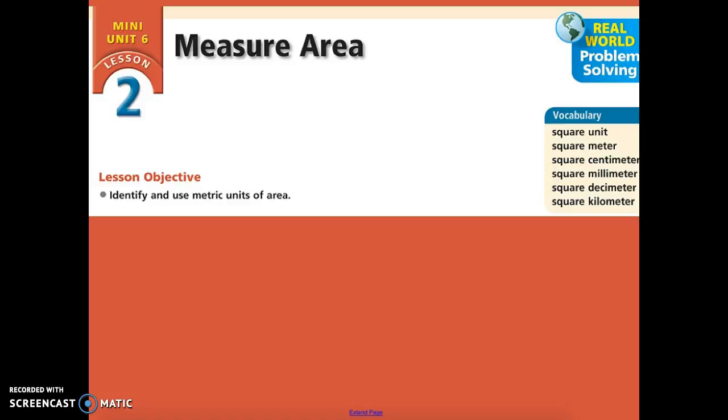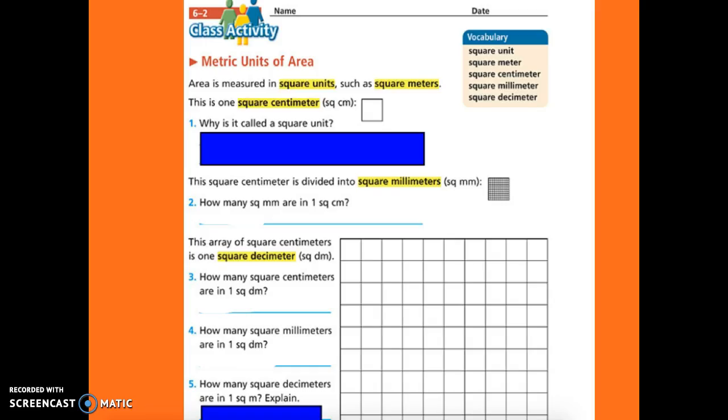And just like we talked about area earlier in the year, area when we're looking at the metric system is very, very similar. Just the units that we use are a little different. So let's go ahead and do this page together. It says metric units of area. Area is measured in square units, such as square meters. This is 1 square centimeter. The question is, why is it called a square unit?